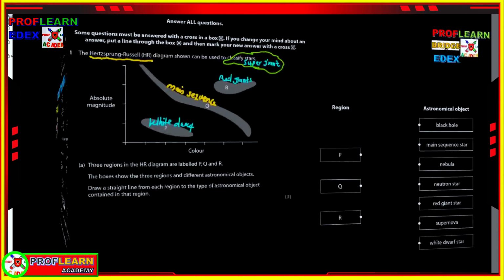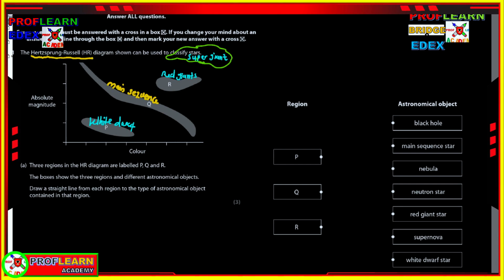We need to look at the first question that was tested. It was about Hertzsprung-Russell diagrams. Remember, there are different regions that represent different stages of a star in an HR diagram. So at this point, this is the main sequence at Q. At R, we have the red giant. If you are given a region just above the red giant, that is a red supergiant. And then below the main sequence is the white dwarf.